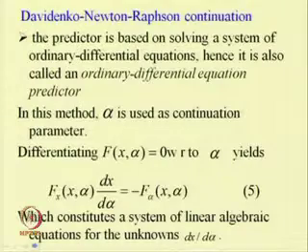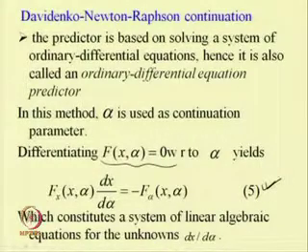Davidenko-Newton-Raphson continuation. Here the predictor is based on solving a system of ordinary differential equations, hence it is also called the ordinary differential equation predictor. In this method alpha is used as the continuation parameter. Differentiating the field equation f(x, alpha) equal to 0 with respect to alpha, the continuation parameter, we can write f_x dx/d alpha equal to minus f_alpha. So we obtain this equation.